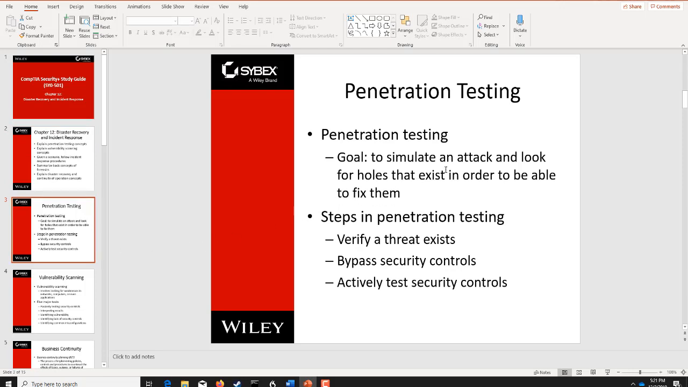So with penetration testing, what we're looking at doing is taking a snapshot in time of an environment to see if it is susceptible to attack and gauge its vulnerability, its attack surface, and its overall security health, if you will. It is a goal of pen testing to simulate an attack and look for these holes or these deficiencies in order to fix them.